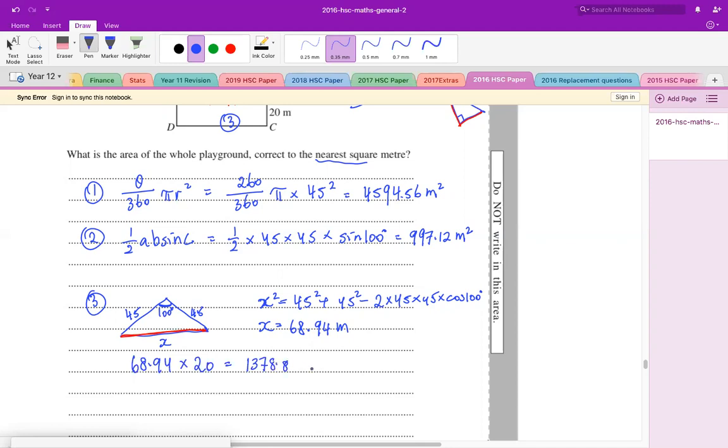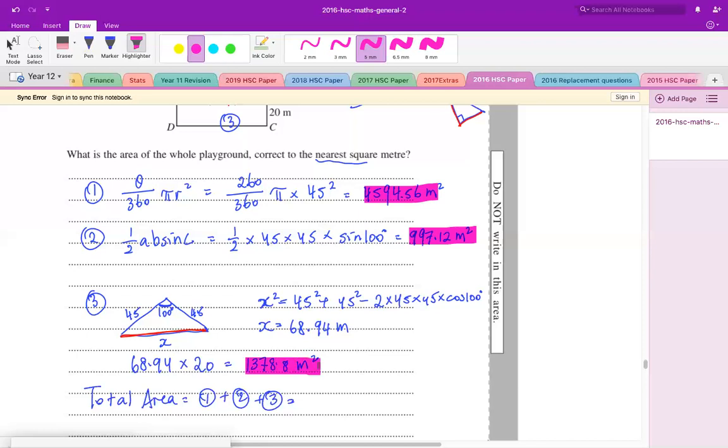1378.8. Thanks, Nabila. So that's also meter squared. Now to find an area, the total area is just the 3 parts added together, right? So 1 plus 2 plus 3. So you're adding these numbers together. These are the areas. Don't get confused. Don't lose marks at the end just because of some transcript errors.